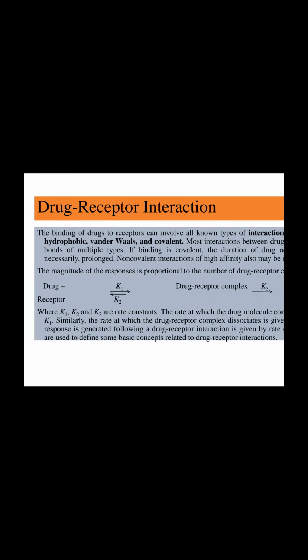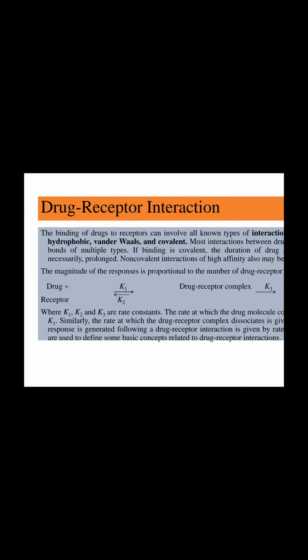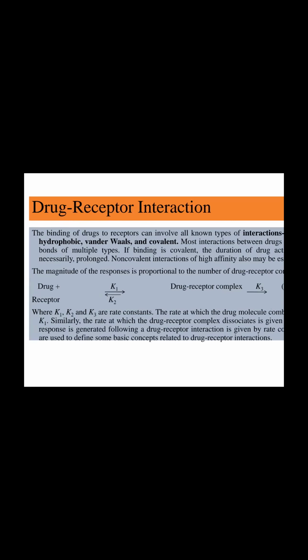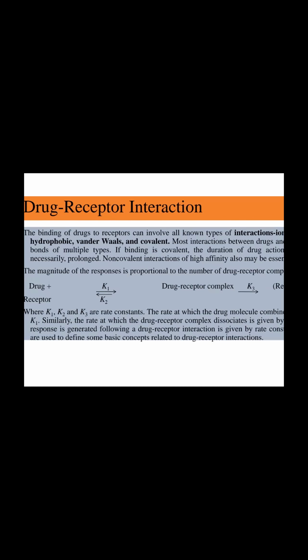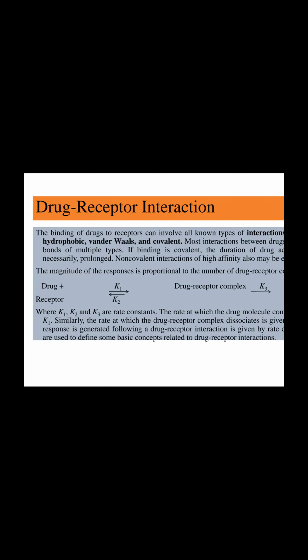Then this drug and receptors, the rate will define how much time the drug is going to take to do the action. If at the first stage the drug is not coming in contact with receptors for some reason, the action is going to get affected. So that is the first stage, where K1, K2, K3 are the rate constants. The rate at which the drug molecule combines with the receptor site is K1, at what rate the drug is going to get attached with receptors.